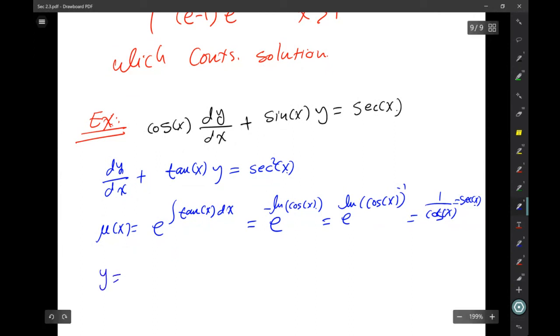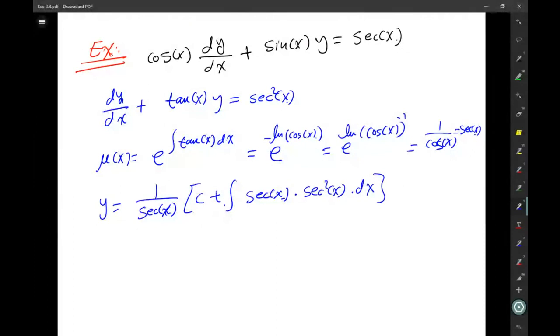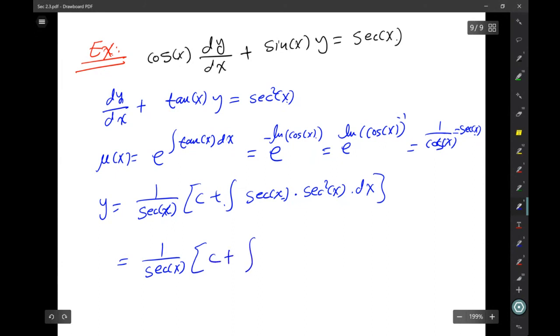Now y equals 1 over secant x times c plus the integral of mu, which is secant, times f of x, which is secant squared x, dx. Secant times secant squared is secant to the power 3. So we have 1 over secant times c plus the integral of secant cubed. How do we continue with secant to the power 3?